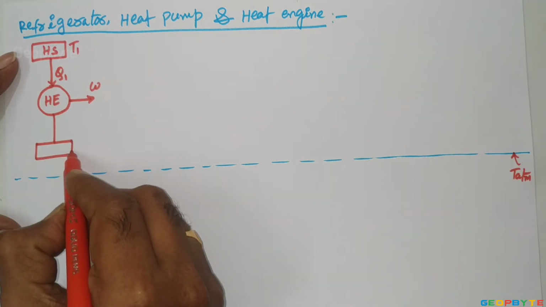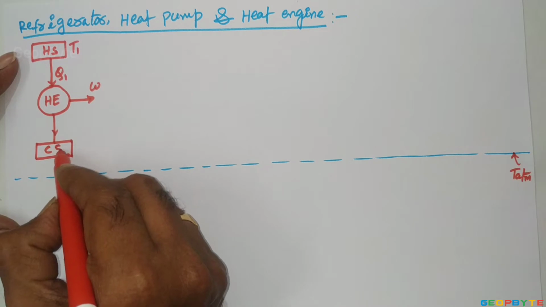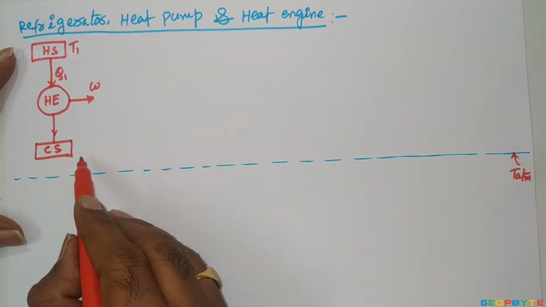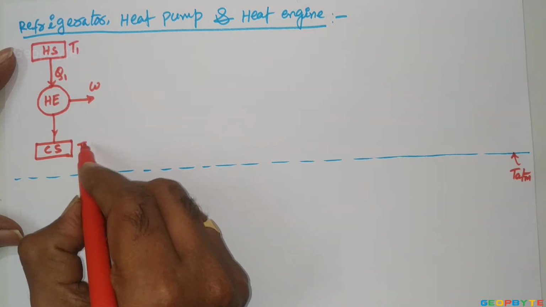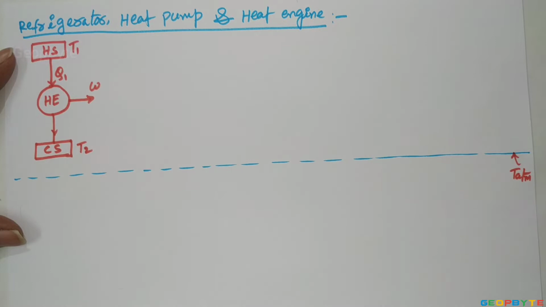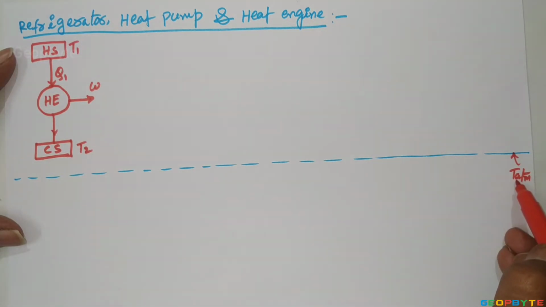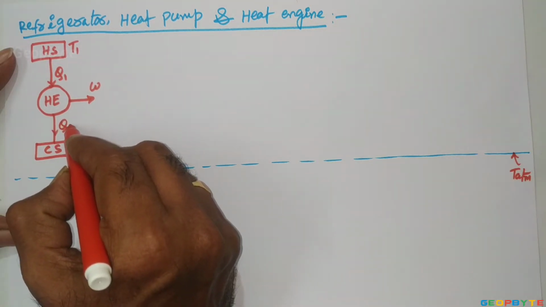That heat dumped to the surroundings is also called the cold source, with a temperature well above the atmospheric temperature. The cold source is maintaining the T2 temperature. That T2 is well above the atmospheric temperature. The amount of heat dumping is Q2.